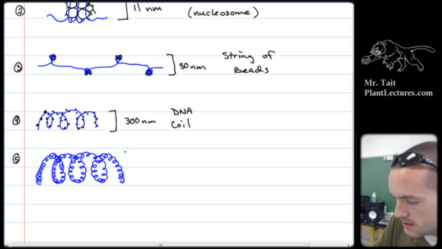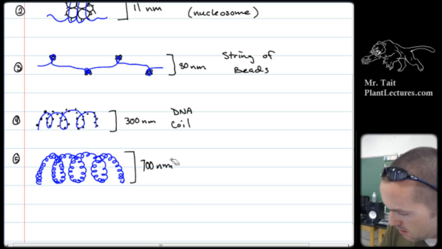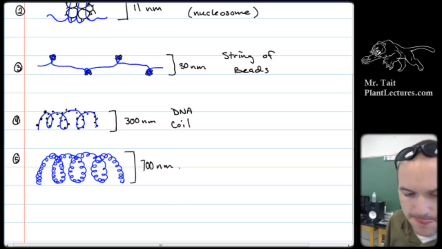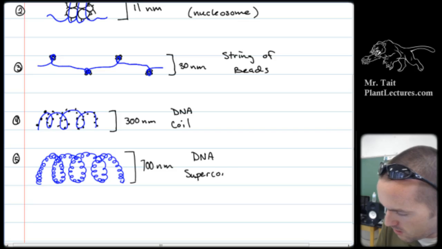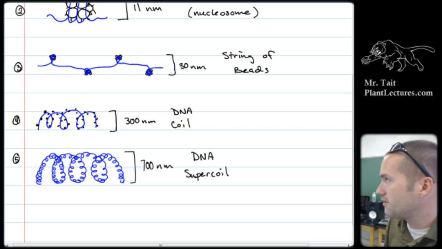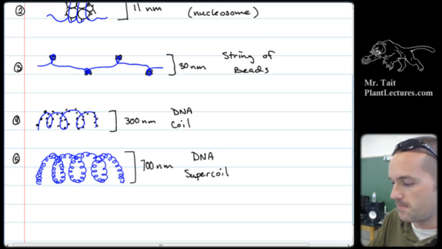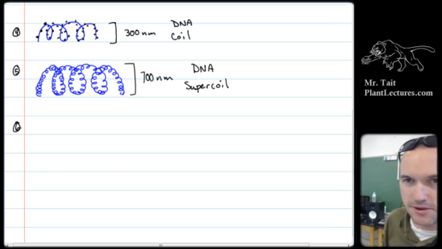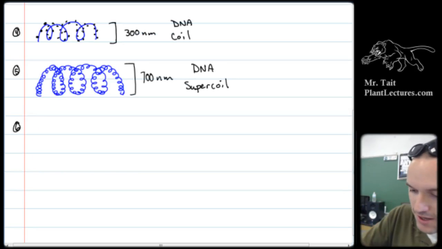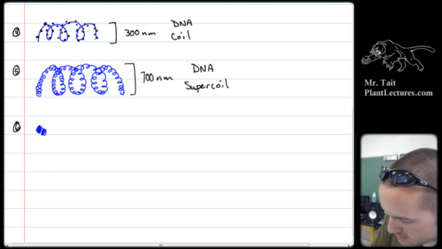Okay, this has a diameter of roughly 700 nanometers. And that's called a DNA supercoil, because it's a coil of a coil. It's actually a coil of a coil, so we're coiled up three times now. Okay? And then the last thing, if you had to guess what we're going to do, let's go ahead and coil it up again, right? So we've got a coil of a coil of a coil, and we're going to coil it up. And when we do that, it's going to be super tightly wound, like this.